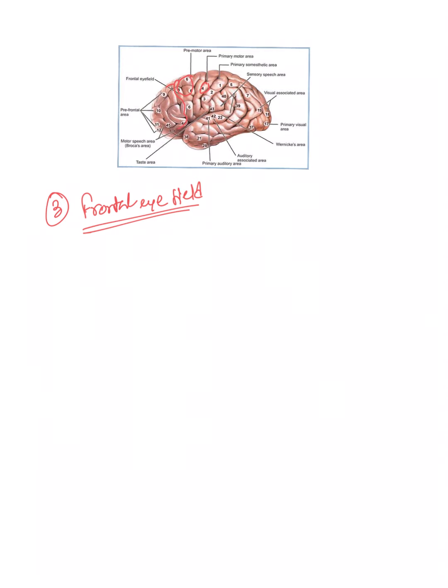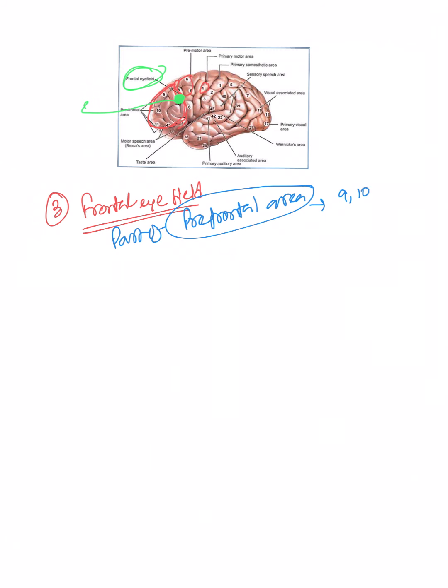the frontal lobe is called the prefrontal area. There is one small area on the prefrontal cortex, and that is the frontal eye field. The green mark is the frontal eye field. So the frontal eye field is a part of the prefrontal area, and the prefrontal area comprises areas 9, 10 and 11.